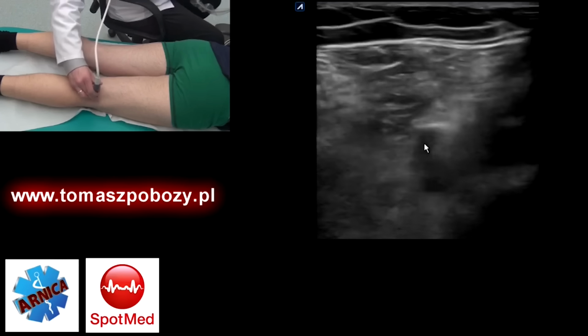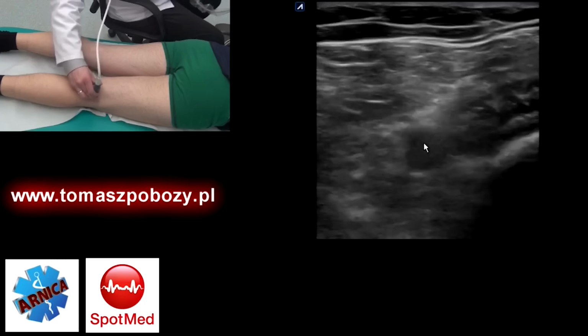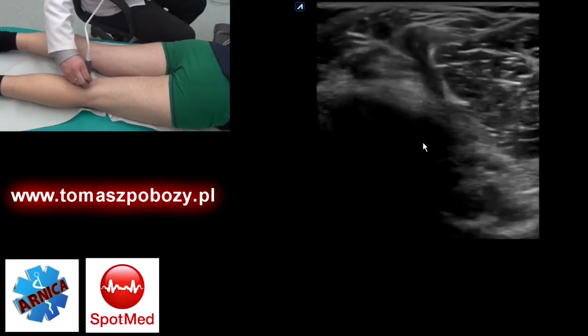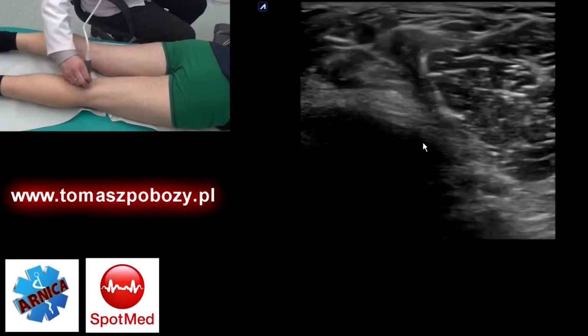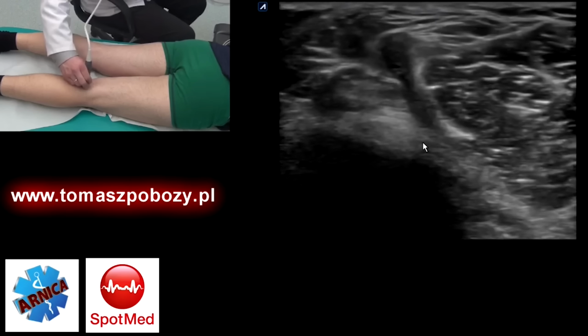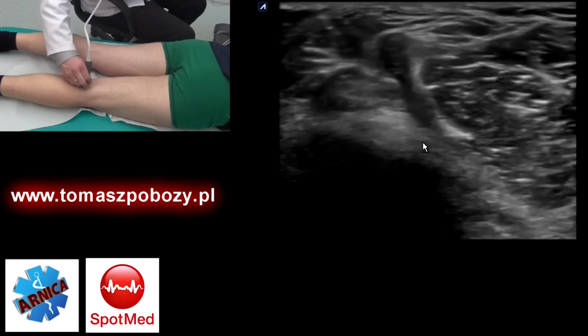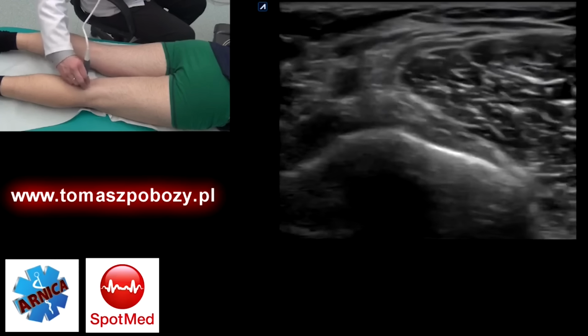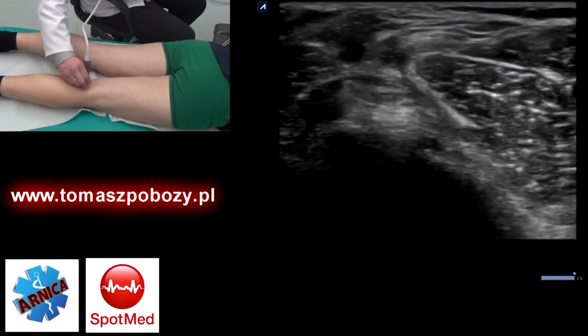On the medial side, we should always assess the gastrocnemius-semimembranosus bursa. Here, a small amount of fluid is present, but this would not qualify as a Baker cyst given its small size. In transverse view, the bursa lies between the medial head of the gastrocnemius and the semimembranosus tendon.